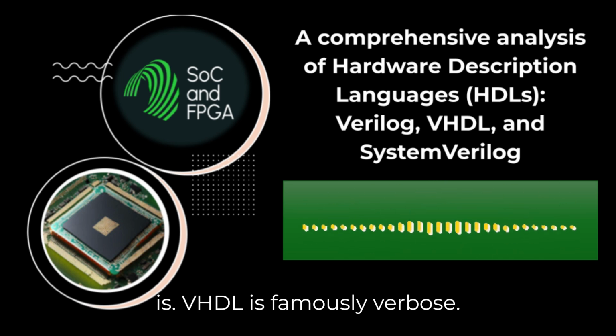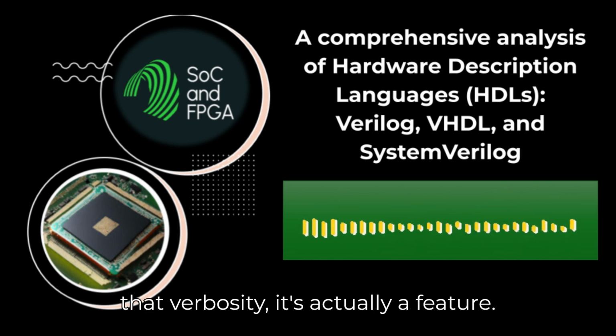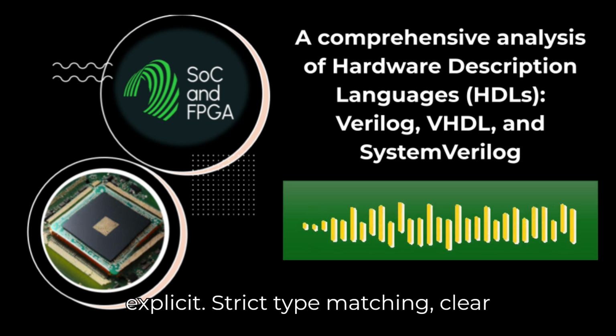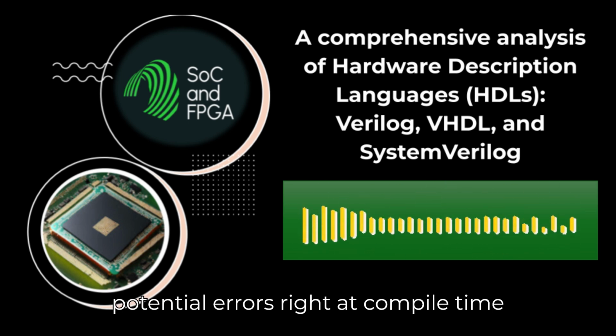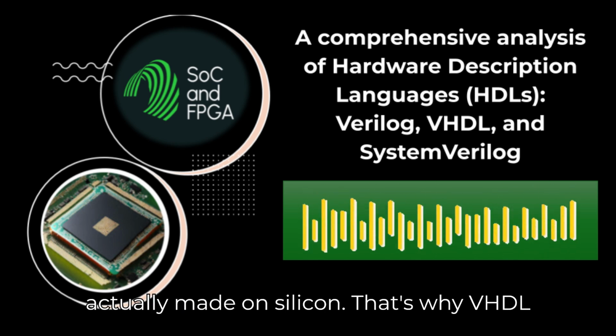That sounds wordy. It is. VHDL is famously verbose. That's often seen as a downside. But from its original design goals, that verbosity is actually a feature. A feature? How so? It forces you to be explicit. Strict type matching, clear declarations for everything. It catches potential errors right at compile time, instead of finding them later in simulation. Or worse, when the chip is actually made on silicon.